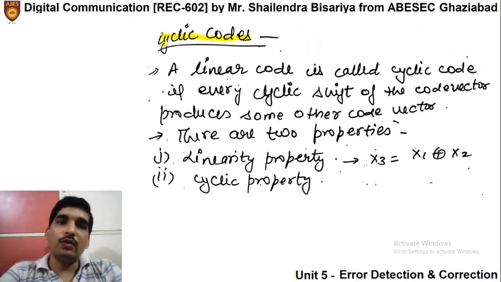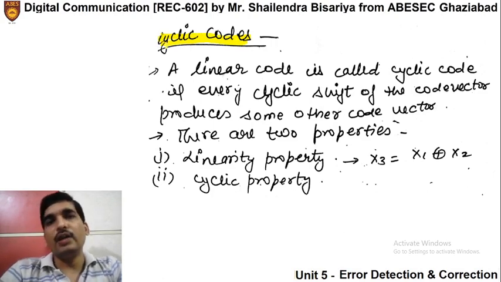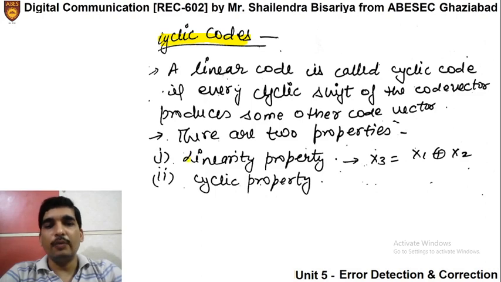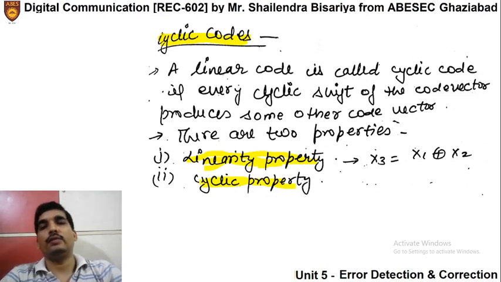Now, cyclic codes are again a subset of block code where it follows the linearity property also, as we have discussed in the past, but it also follows the cyclic property. So such code which follows the linearity property as well as the cyclic property are known as cyclic codes. A linear code is called cyclic code if every cyclic shift of the code vector produces some other code vector. Okay, this is the cyclic property.